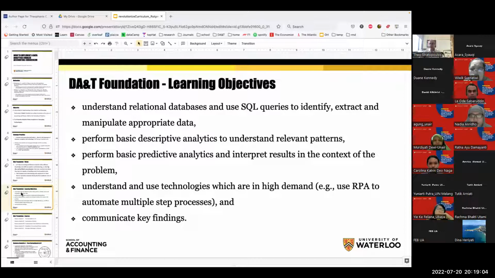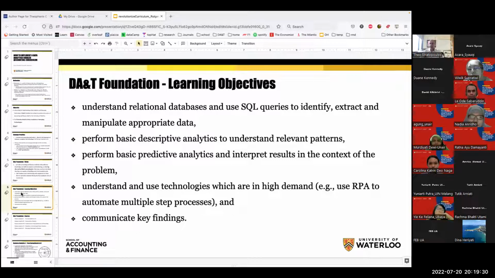Last but not least, we want, by the end of the second year, our students to feel comfortable communicating their analysis. Because if you are not capable to communicate your analysis, you have wasted your time. You need to convince your manager, your client, your stakeholder, whoever is going to make a decision based on your analysis. Explain what you have done.